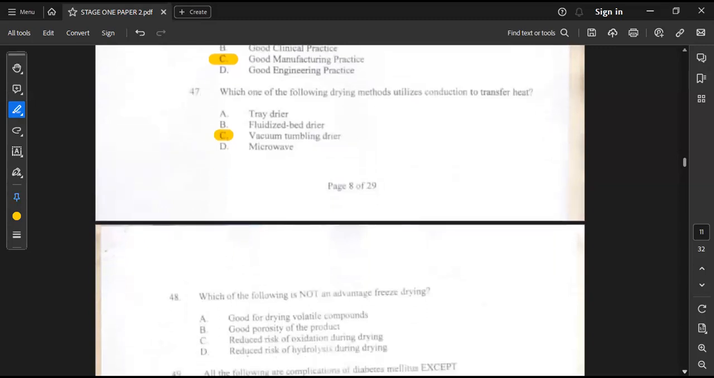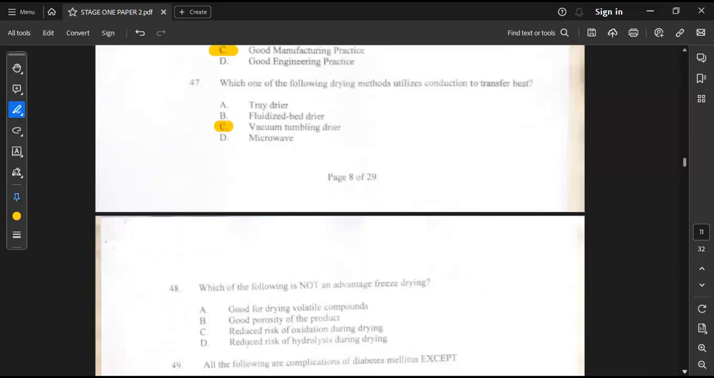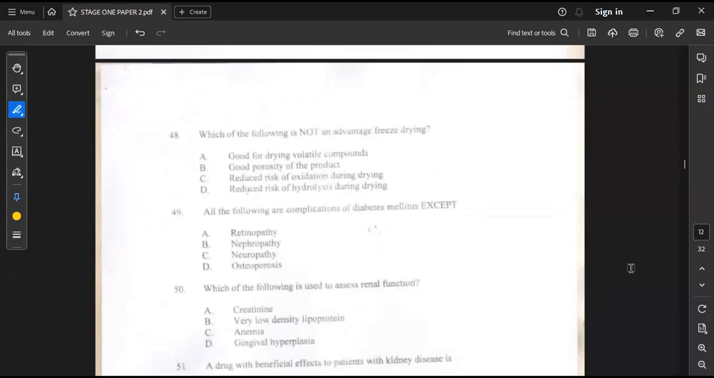Okay, for tray, we had said that it's convection and not conduction. I think C is still the appropriate answer if we're talking about conduction. Okay. So we can just come back to it later, because people have different answers. Yeah, we can just come back to that question.